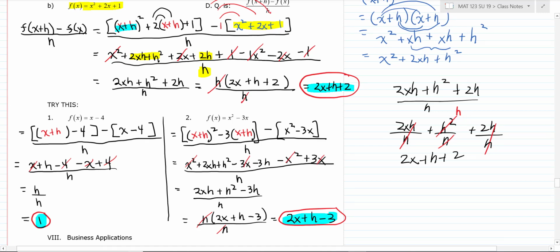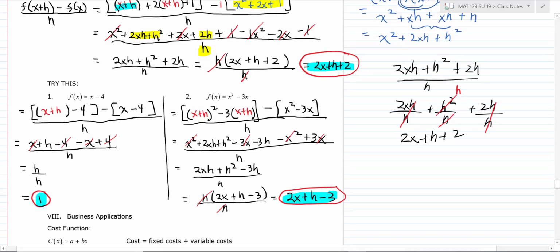Okay, so this is what you should have got, and these kinds of problems are sometimes a little challenging for some students to learn, particularly if you have some algebra weaknesses in your background. First one you should have got 1. Second one you should have got 2x plus h minus 3. So first of all, you want to look at the setup. I want you to understand how I did the setup. Remember, this is f of x. That's what I give you. The only difference with this bracket and this bracket is this x turns into x plus h. So instead of x minus 4, it's x plus h minus 4.